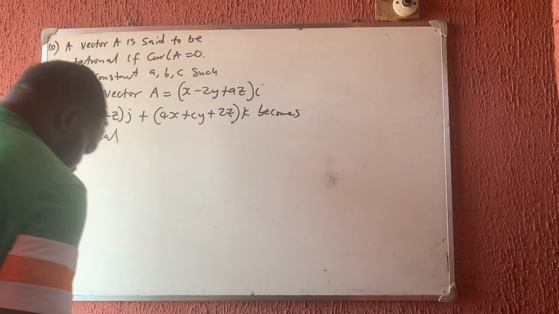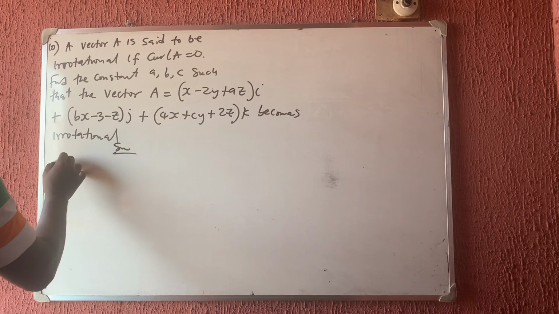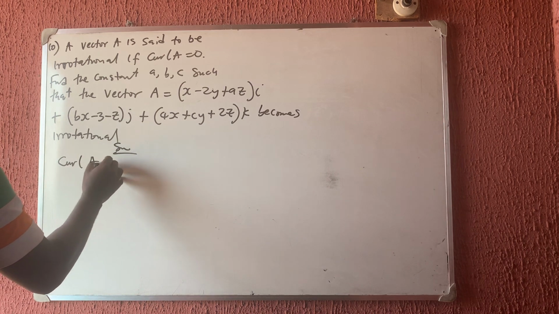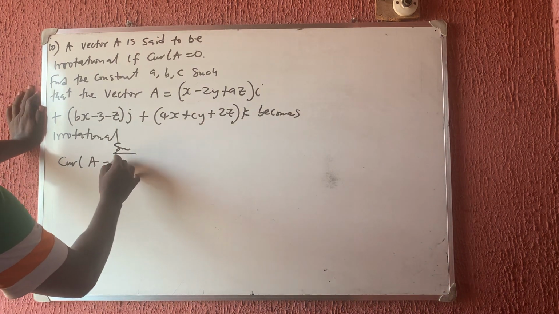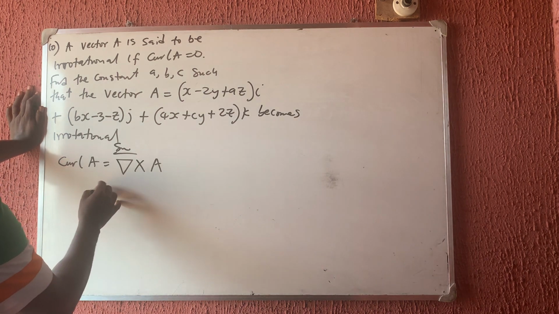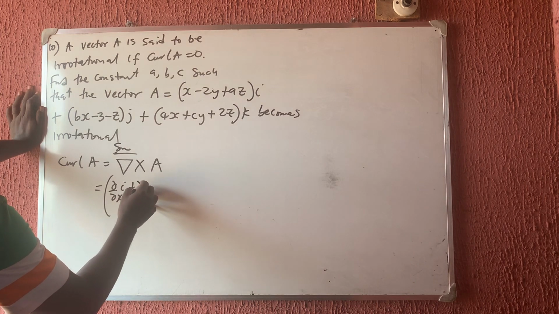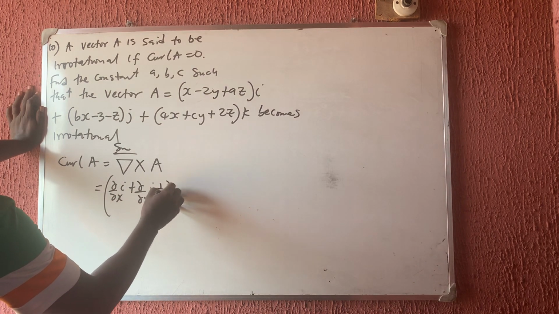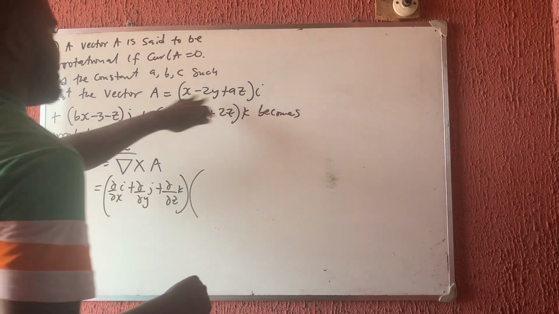Okay, now since it is irrotational, we need to get the curl of it, curl A. Solution: for a vector to be irrotational, we have that curl A is equal to 0. And curl means the cross product. What is curl? Curl means this cross A. So that's the meaning of curl. So which is partial x i plus partial y j plus partial z k. Okay, it's being multiplied by my vector A.